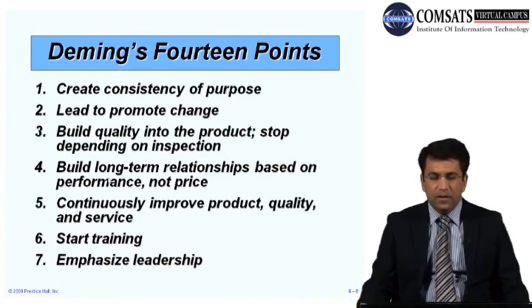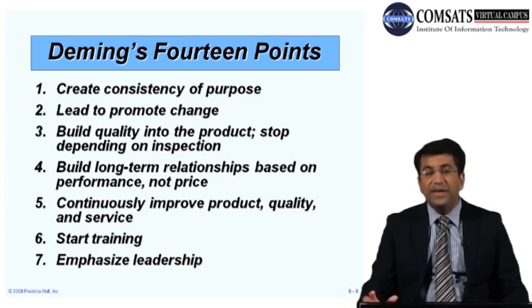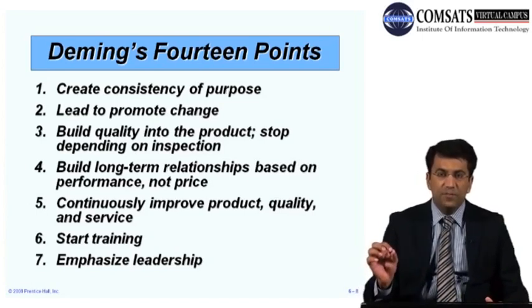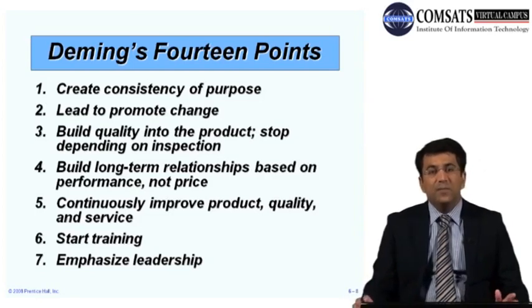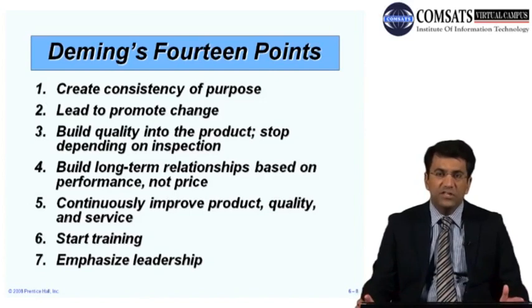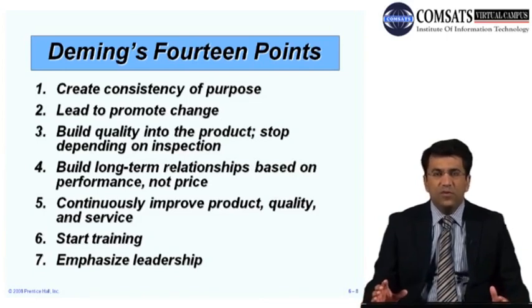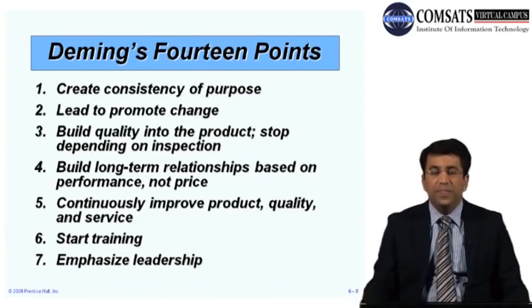Third one, build quality into the products, stop depending on inspection. Again, we have already discussed this concept, which is now given by Deming, that we should always try to prevent the defects right at the first point of production, rather than depending on the inspection, after which you would know that some product is rejected or it is accepted. So our full concentration should be on the prevention side and not on the inspection side.